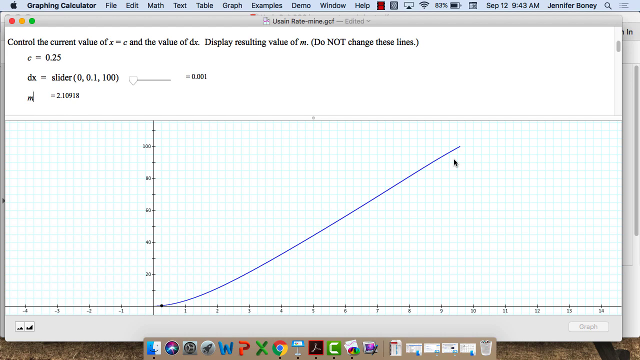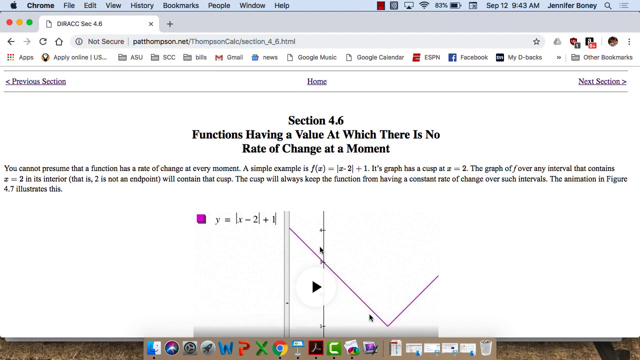So we'll take a look at this. One of the things I believe I asked you to read prior was about things where there isn't a rate of change at every moment, where if you zoom in, no matter what you do, it's not becoming closer to a straight line. It doesn't look like constant rate of change. Section 4.6 in your book was about this.